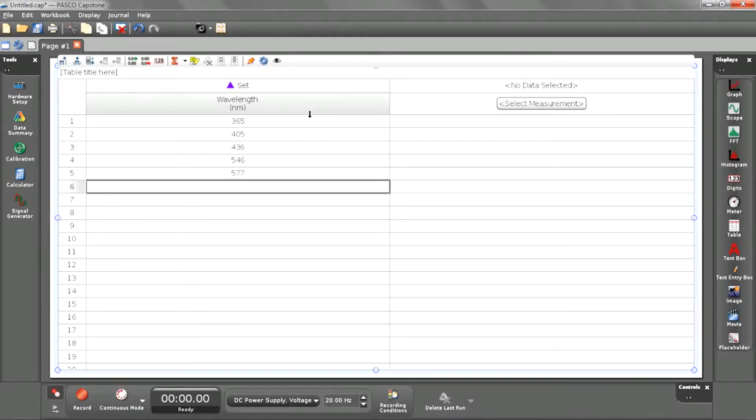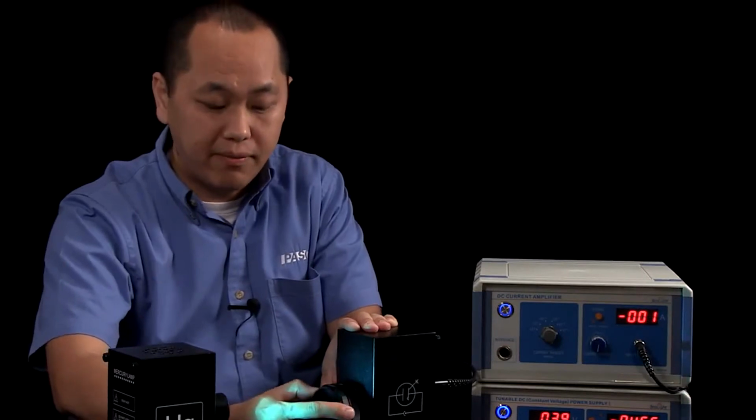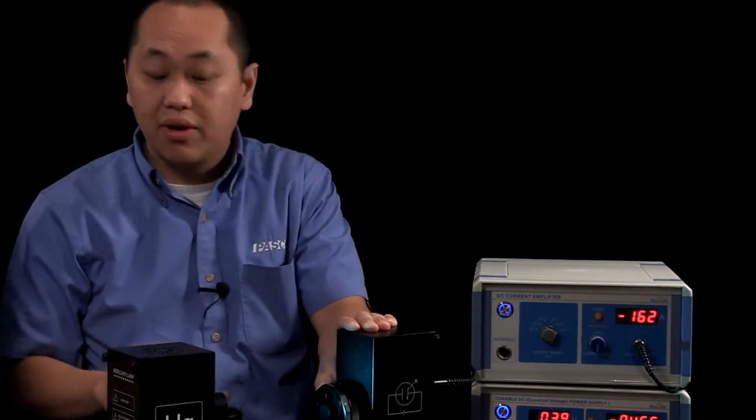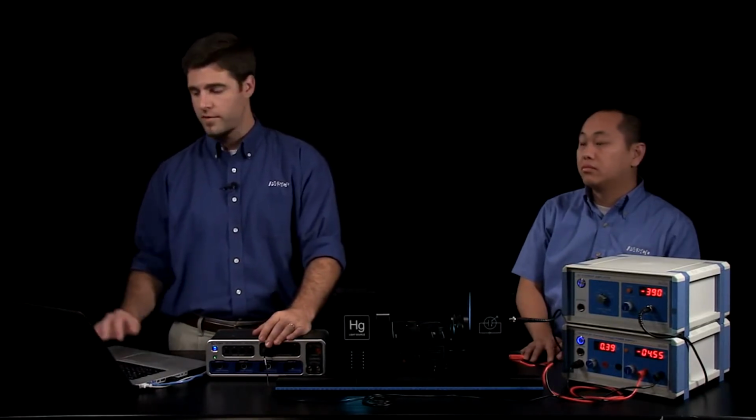And there is one additional setting, which is 0, which blocks out the whole opening itself. And then I'm going to move it back to 365. So in the experiment, we're going to produce a relationship between voltage and frequency. Right now we have wavelength, so I'm going to use Pasco Capstone's calculator to convert from wavelength to frequency.